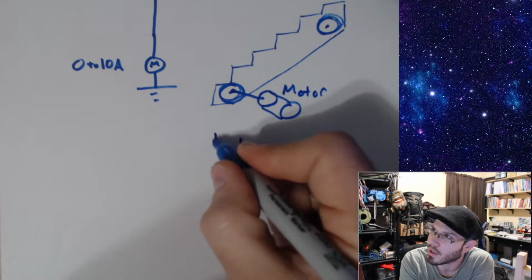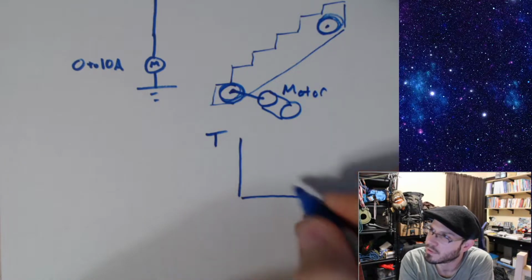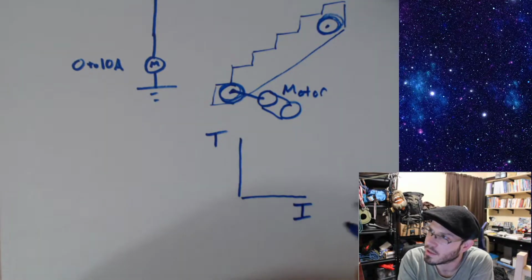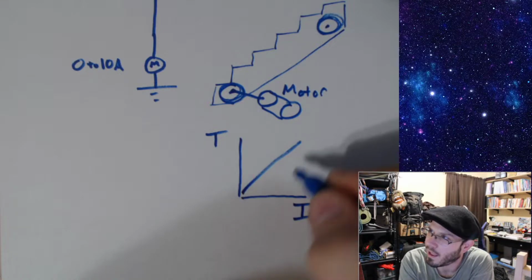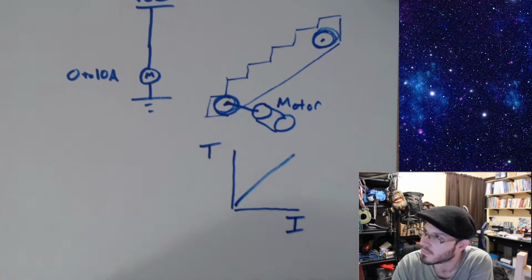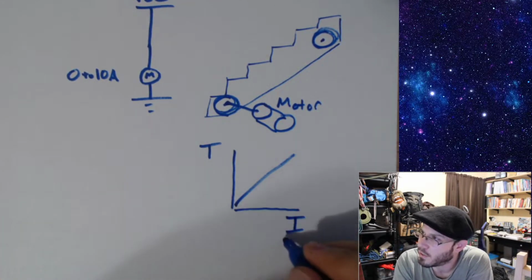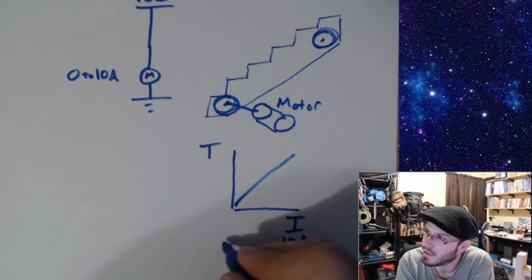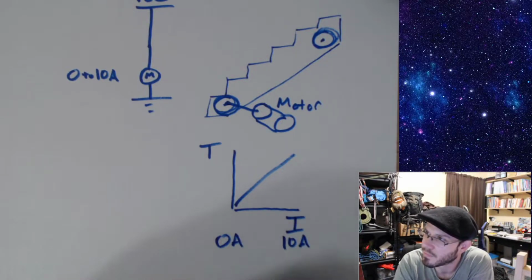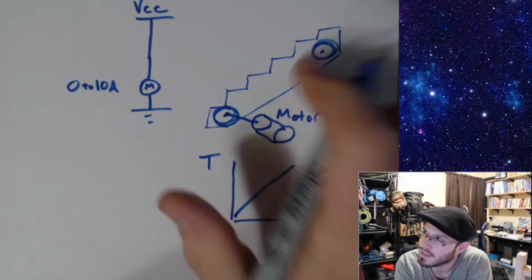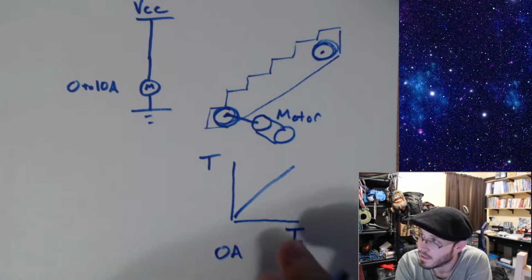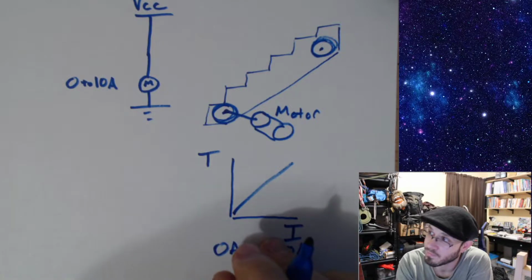As torque goes up, current goes up as well. And let's go ahead and say this is 10 amps and this is 0 amps. And so the more people you put on this escalator, the more current that motor is going to use.